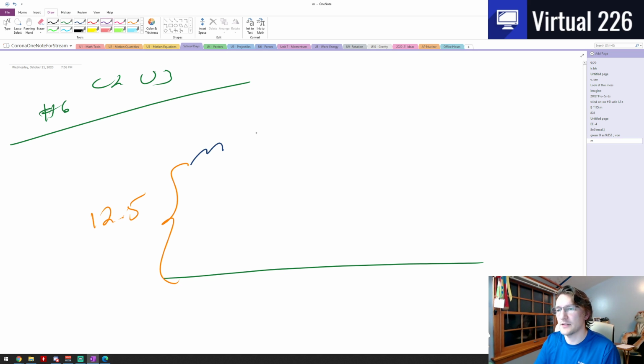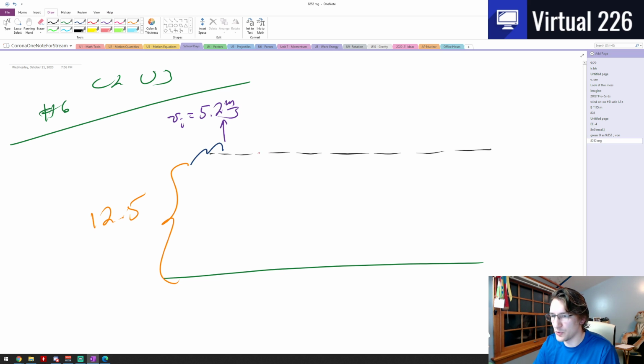Now in this problem, it states that the seagull is moving upwards at 5.2 meters per second. This is your initial velocity. We know that when the seagull releases this shell it's holding at this height, the shell is going to move up a little bit and then it's going to fall and plummet down. So what can we do here?